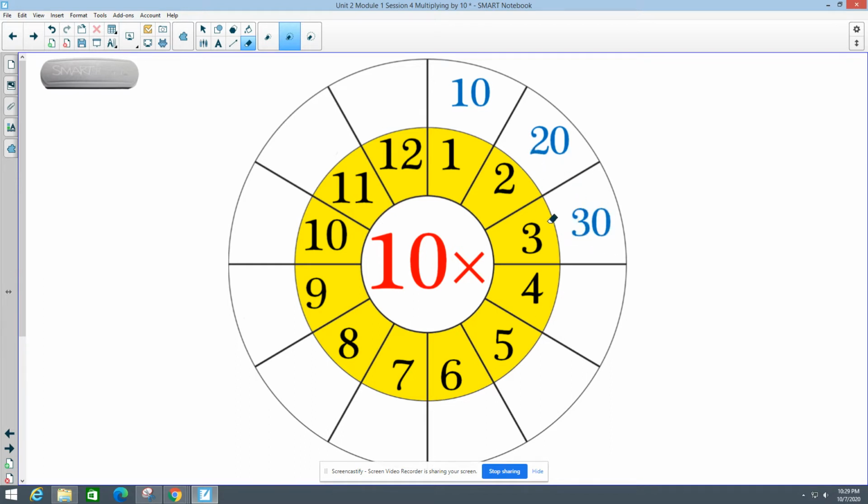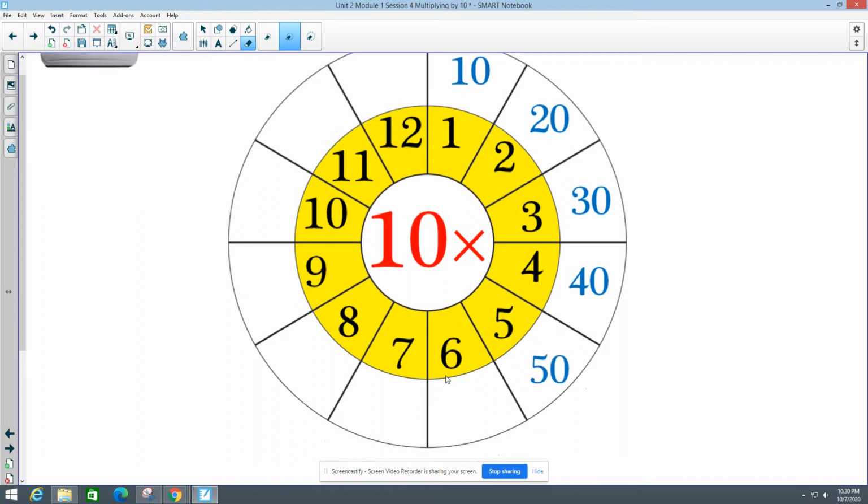Multiplying it by 10 moves it over 1. So like here, you're just moving it over 1 to the tens column. Taking that 3 and you're moving it from here to here. Same with the 4. Again, you're taking that 4, all you're doing is moving it into the tens position. Same with the 5, you're moving it into the tens position. Same all the way around.